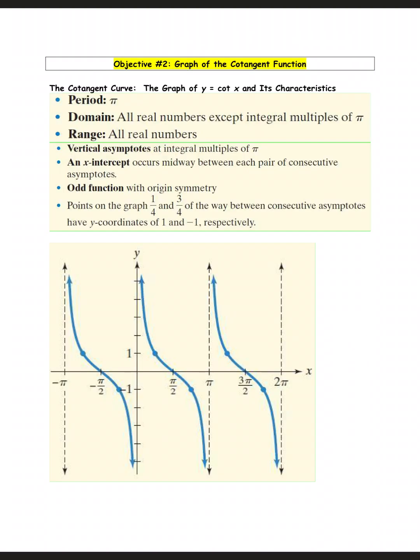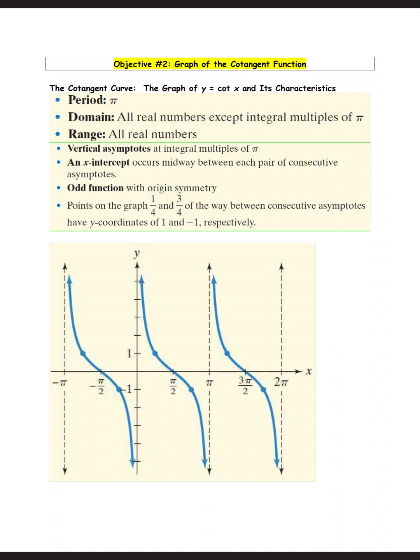Graph of the cotangent function. The characteristics of the cotangent function: the period is still pi. The domain is all real numbers except integer multiples of pi. The range is all real numbers. The vertical asymptotes will be all integer multiples of pi. An x-intercept occurs midway between each pair of consecutive asymptotes. It's an odd function with origin symmetry.